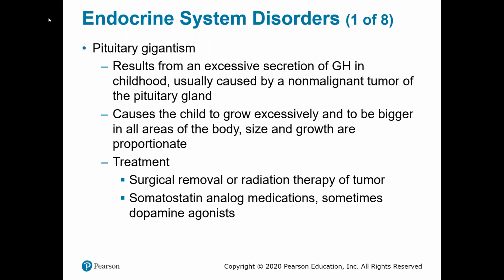If you've ever seen the old Robin Williams movie Jack, that's an exaggerated example of pituitary gigantism. So treatment would include surgical removal or radiation therapy of the tumor. Somatostatin analog medications may also be utilized, and sometimes dopamine agonists will be utilized.